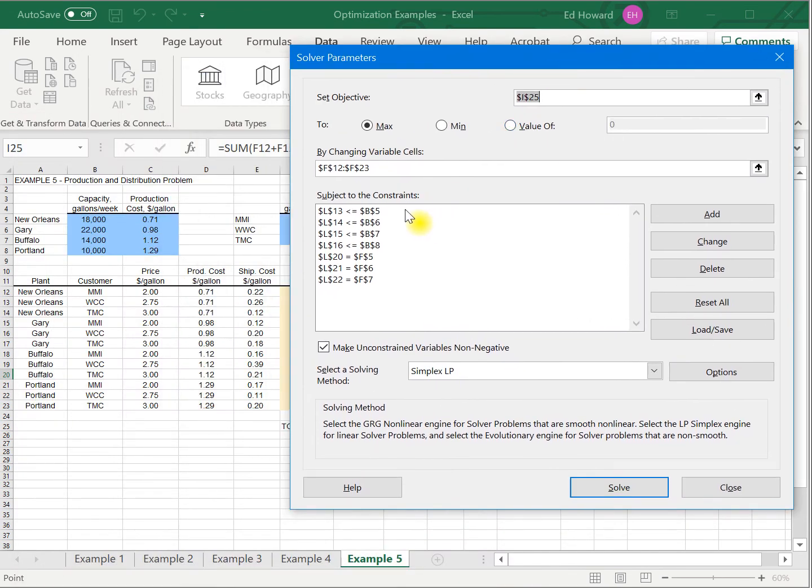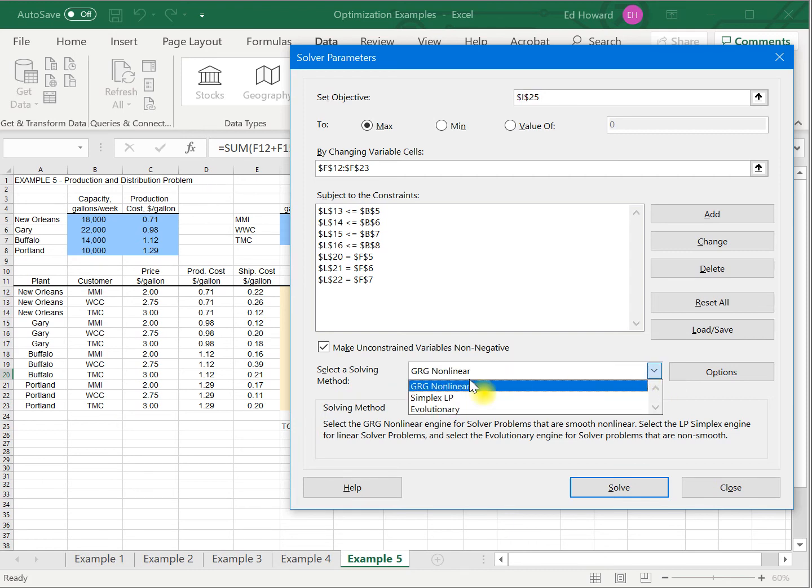So you can see there are 7 constraints, that the volume produced is less than or equal to capacities, and the amount shipped is equal to each order. Okay, unconstrained variables non-negative, that would be okay, but now notice right here by default this is non-linear.